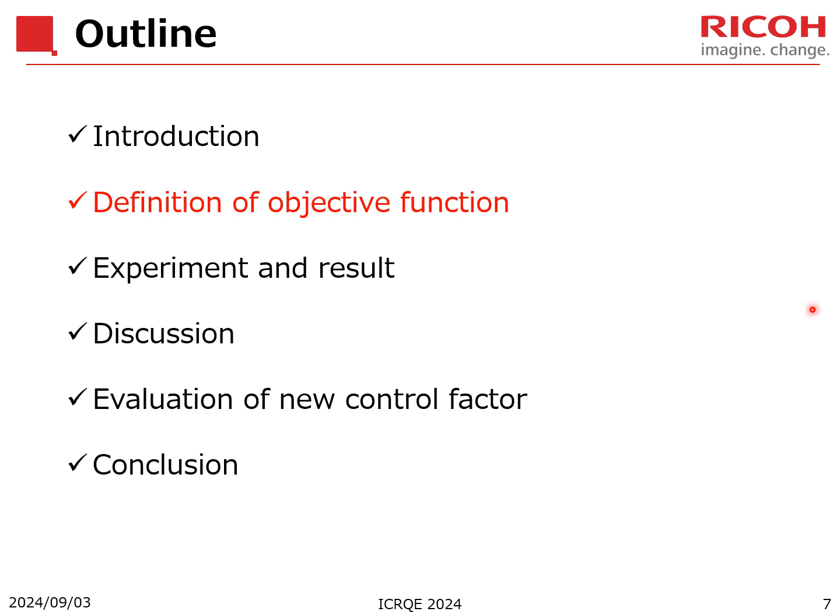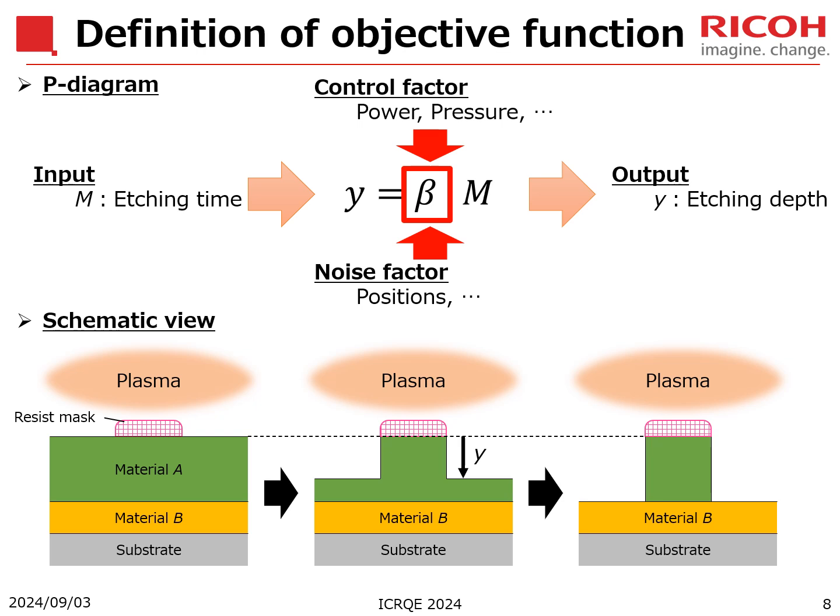So then I would like to explain about the definition of objective function. Okay, so this is a P diagram of the target system. So we take the etching depth as the output and input is the etching time. So noise factor is position on a wafer, process condition, and so on.